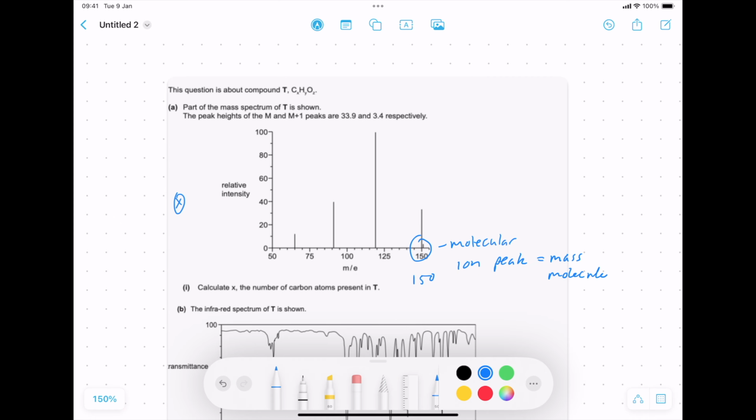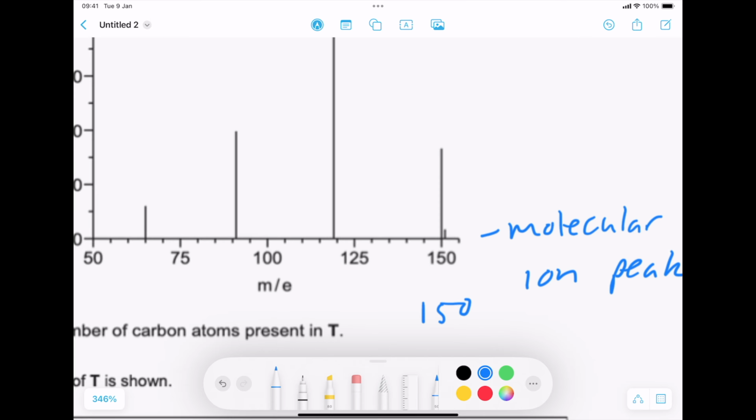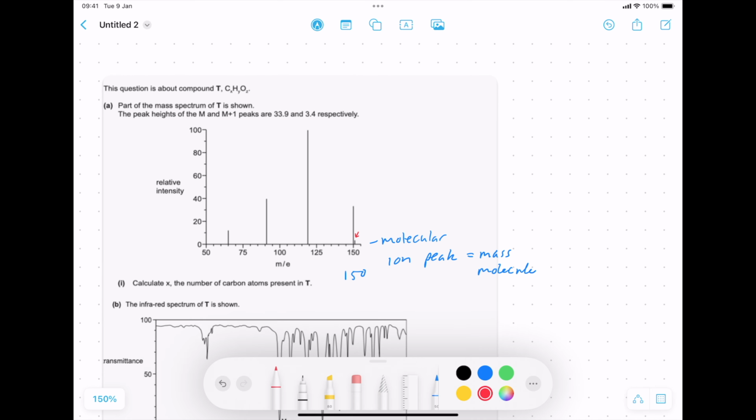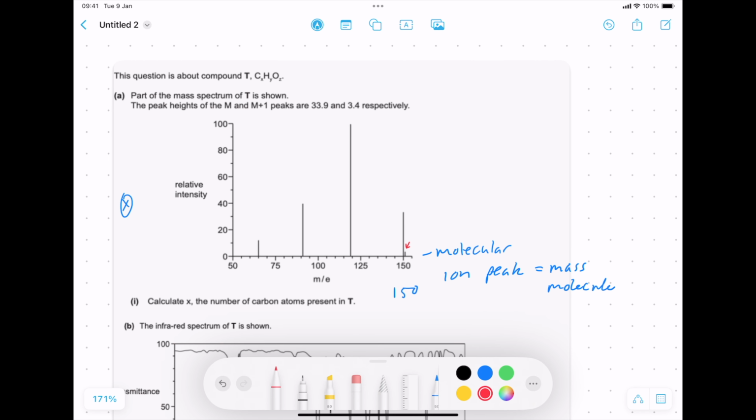However, if we look closer, if I get rid of that annotation and zoom right in, there's a tiny peak there. And that looks to be at about 151. So when this happens, it's always indicative that there are isotopes present in the molecule. The obvious one that would fit would be carbon-13. In substances which have carbon, about 1.1% of the carbon atoms will be carbon-13. So the vast majority are carbon-12, and a tiny amount will be carbon-13.